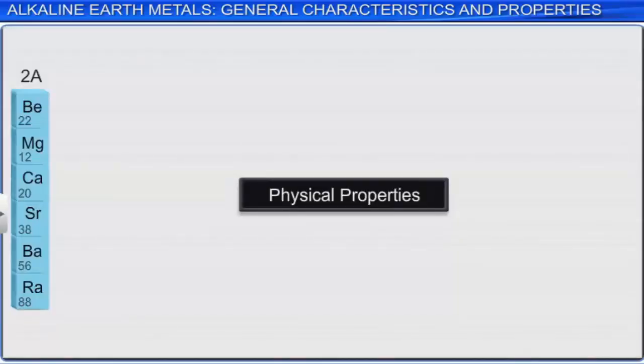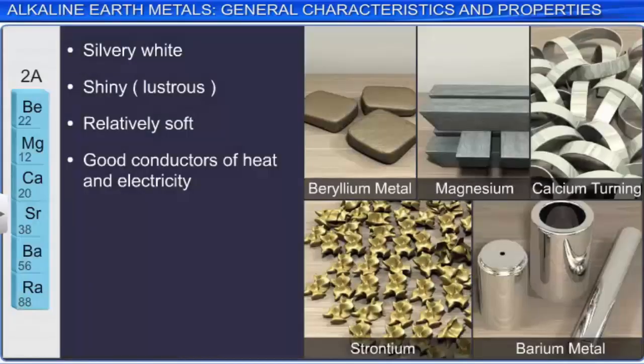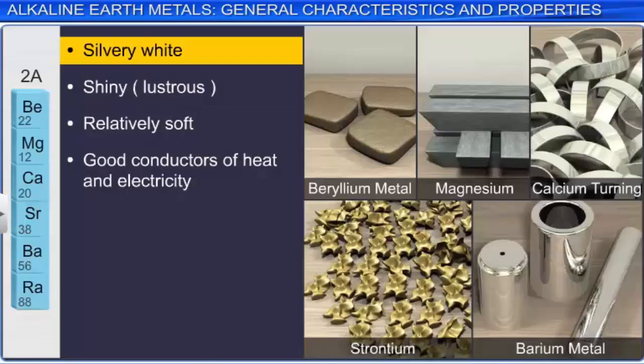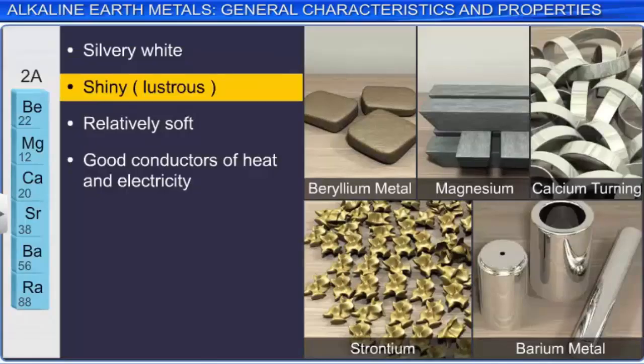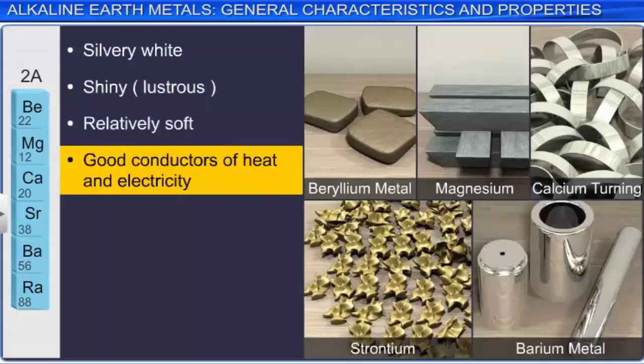However, let's discuss the physical properties of the group 2 metals. The alkaline earth metals are silvery white, lustrous or shiny solids. Although beryllium and magnesium may have a greyish cast to them, they are relatively soft metals, though harder than the alkali metals. Like all metals, they are good conductors of heat and electricity.